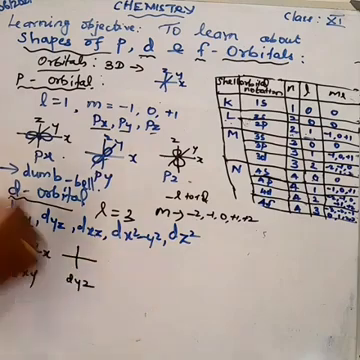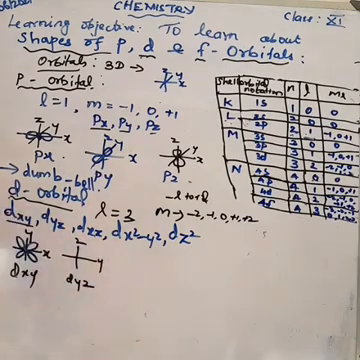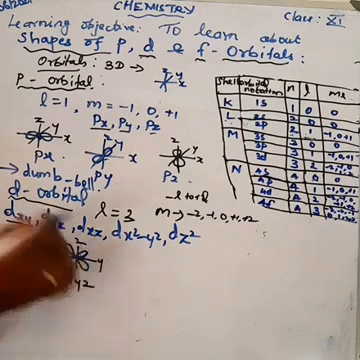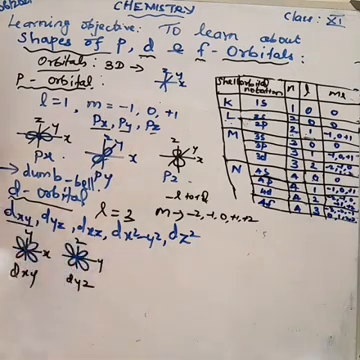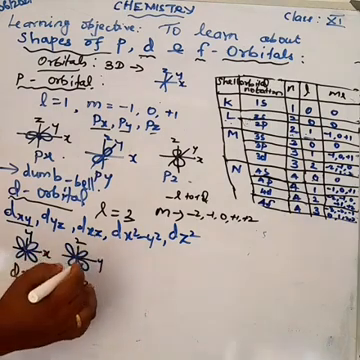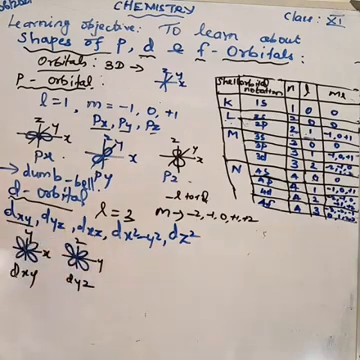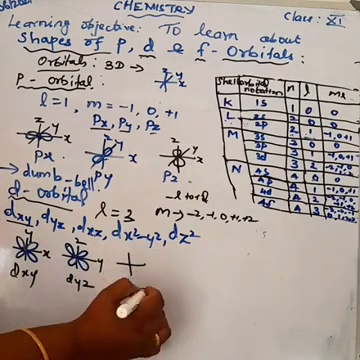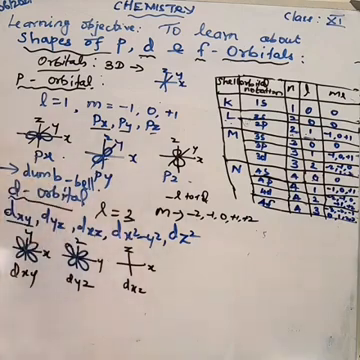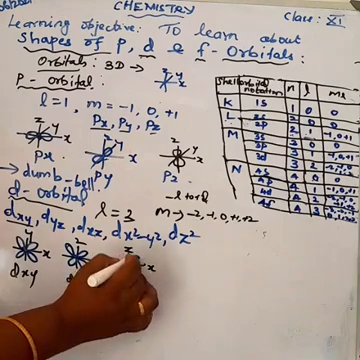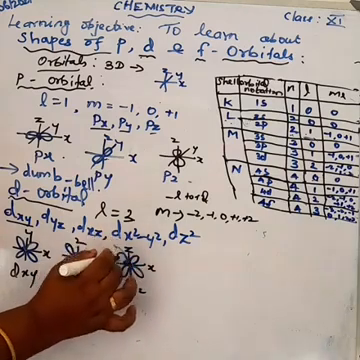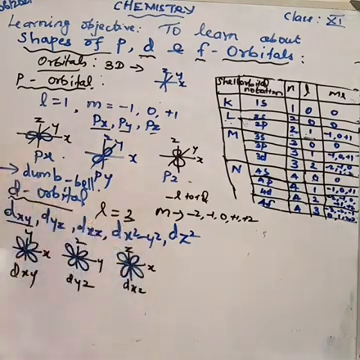The dyz orbital lies in between the y-axis and z-axis. So the dyz orbital lies between the y and z axes. Understood? And then dxz. How to draw the dxz orbital? This is the x-axis and we can take the z-axis. So the dxz orbital lies in between the x-axis and z-axis.